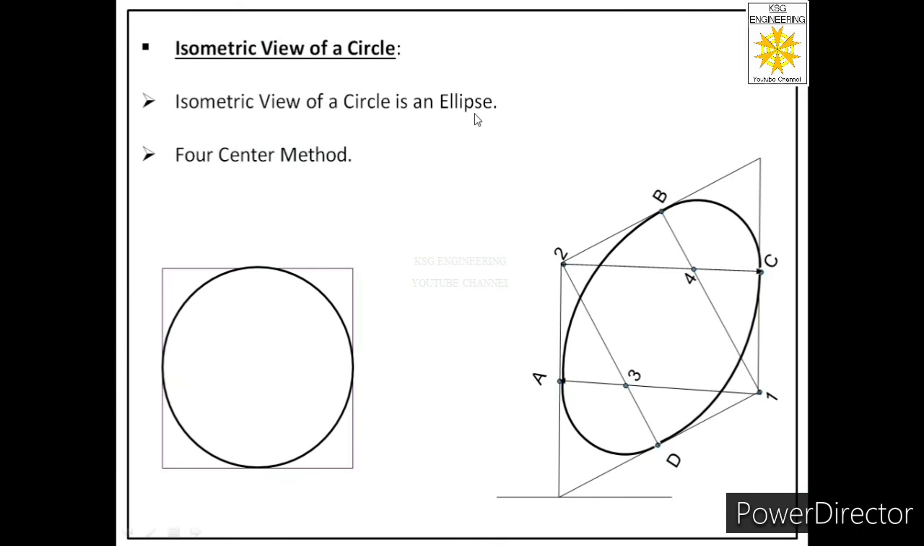So we have learned the fundamentals of isometric projections and we have seen isometric views of standard shapes also. In the next lecture we will learn about the isometric view of a cone.